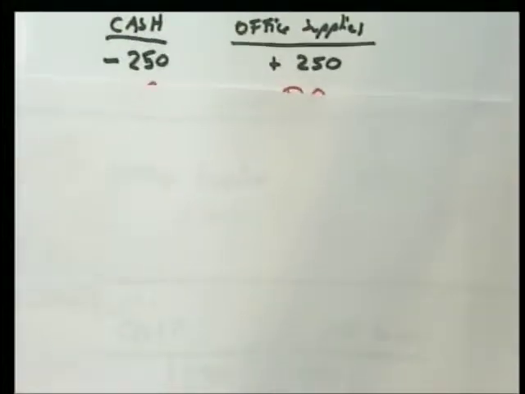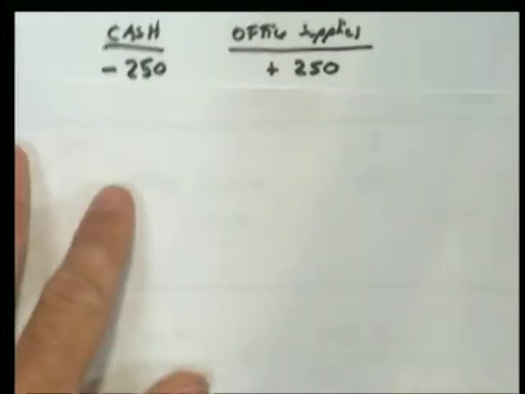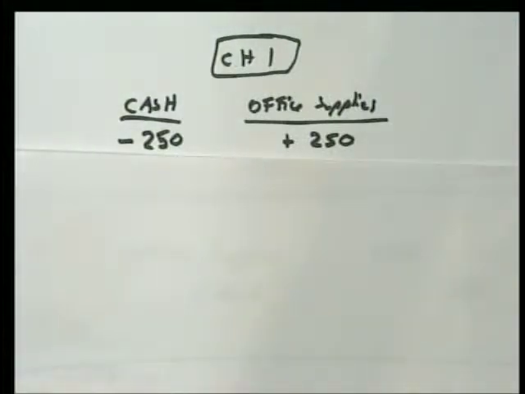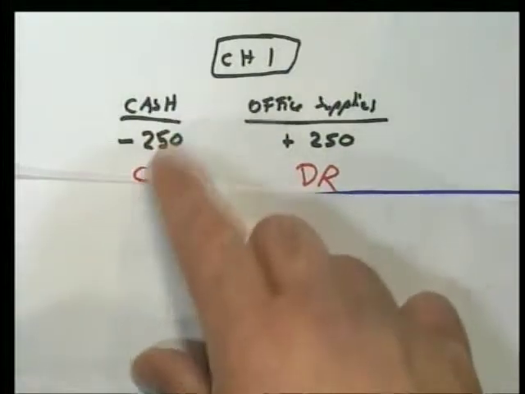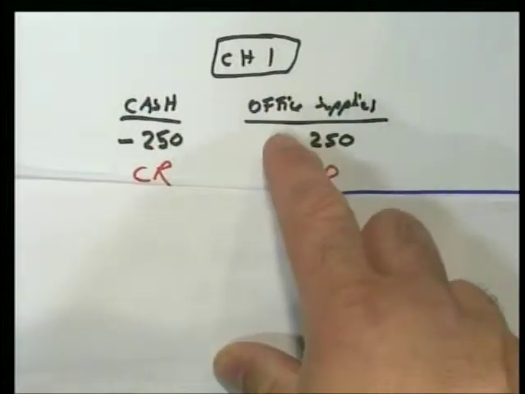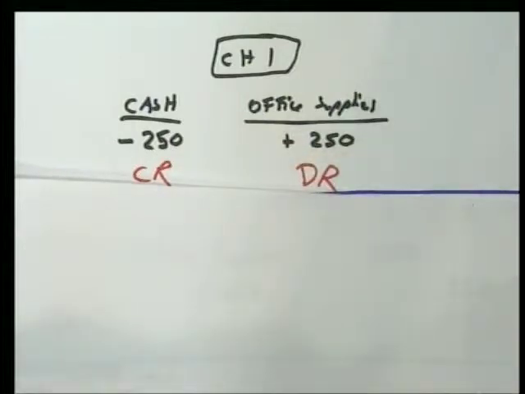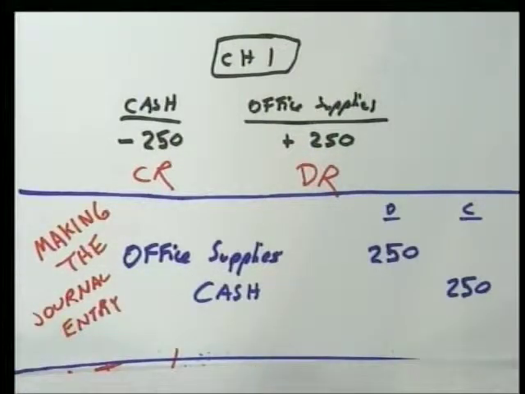let's do just a quick little reminder of one thing that we covered last time. Now what we did is we kind of did the chapter one way for analyzing a transaction. Like in this situation, we bought office supplies for cash, $250 worth. Then we used our knowledge of debits and credits to say, how do you make cash decrease? You credit it. How do you make office supplies increase? You debit it. And then we shifted into making the journal entry.